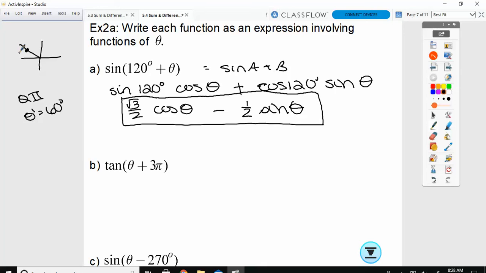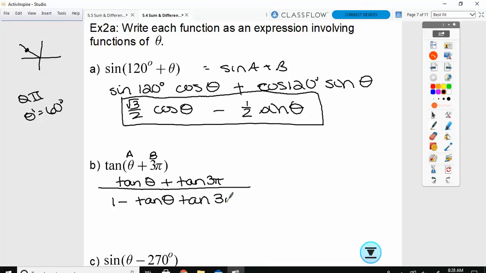So which formula is this? Tangent of A plus B formula. So my A is just theta, my B is 3 pi. So that's tangent of A, so tangent of theta, plus tangent of B, so plus tangent of 3 pi, over 1 minus tangent of A times the tangent of B. Okay, we need to simplify as much as we can. So the only thing we're really going to be able to do is simplify that tangent of 3 pi.